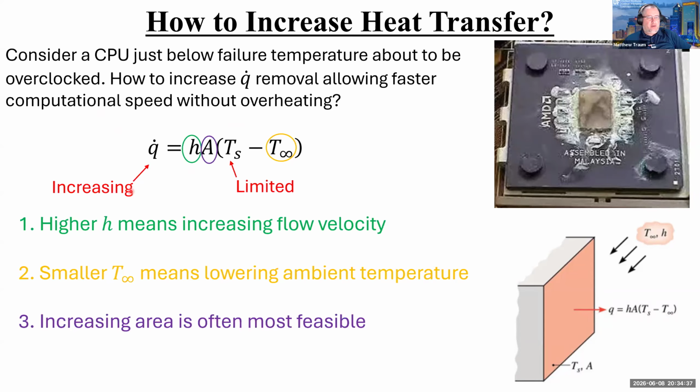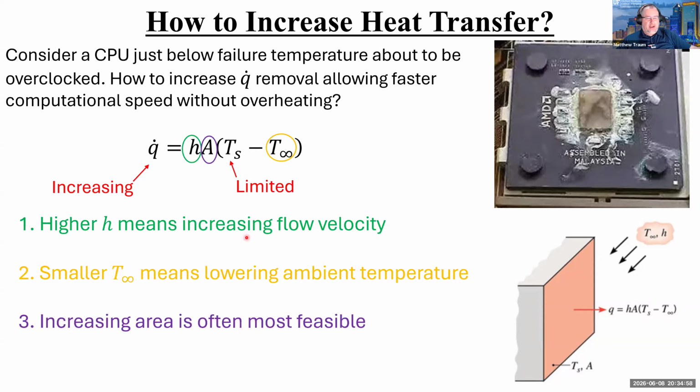Q dot is increasing because you want to overclock the chip. T surface is limited because if you get too hot, the chip fries, right? So this temperature is limited by the temperature tolerance of the chip. So you've literally got three handles that you can turn. So one is h, right?